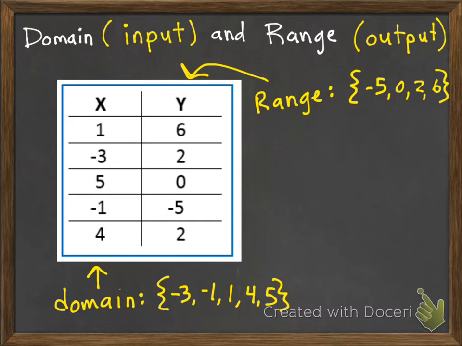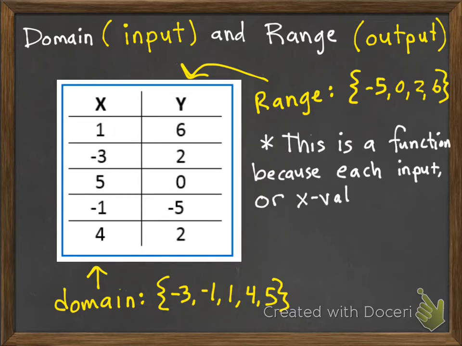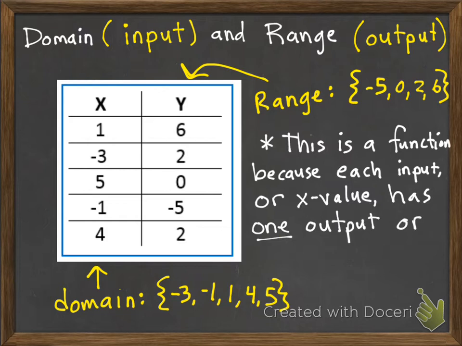Notice that if we have 2 of the same number in the same column, like we have 2 in the y column more than once, we only list it once when we list the domain and the range. This table represents a function because every number we plugged in for x gave back one answer for y. Remember, that's not always the case. When we have an absolute value, for example, we can plug in one number and get back 2 answers. So not every table represents a function.